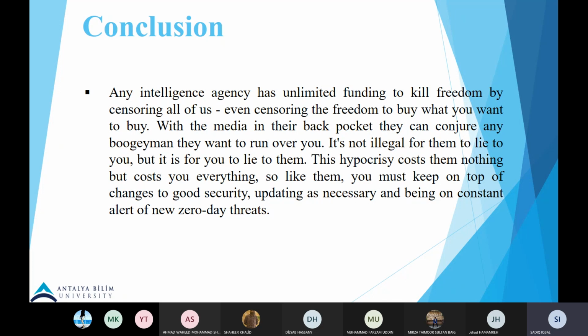So like them, we must keep on top of the changes to good security, updating as necessary, and being on constant alert for new zero-day threats. You must keep on top of the changes to good security if you are determined, and if you really, I mean really seriously want to be secure and protected against any kind of threat, then we need to know what the threats are.